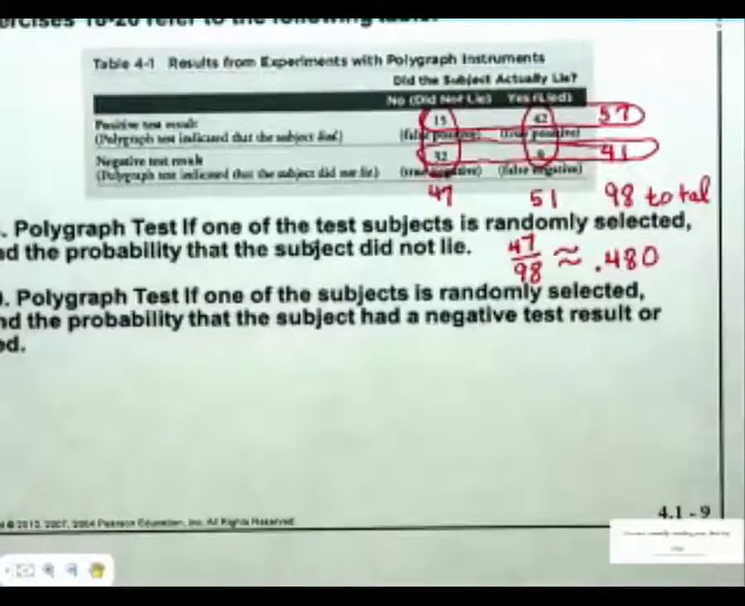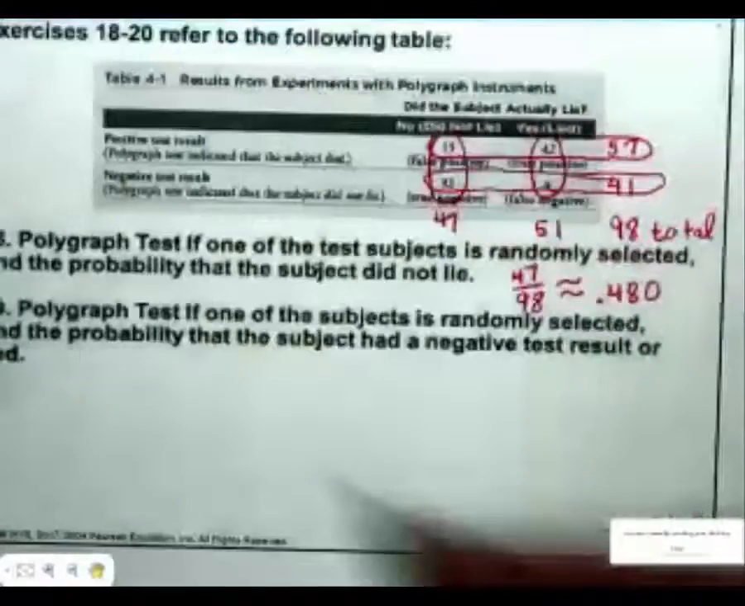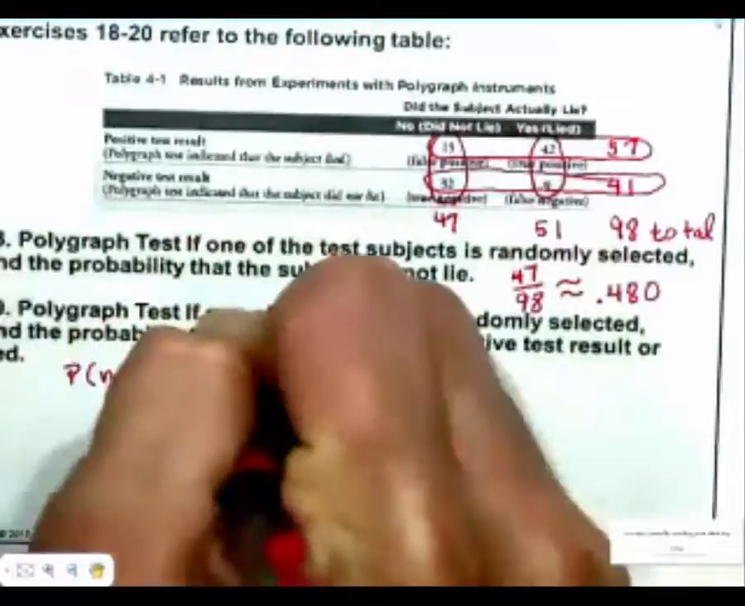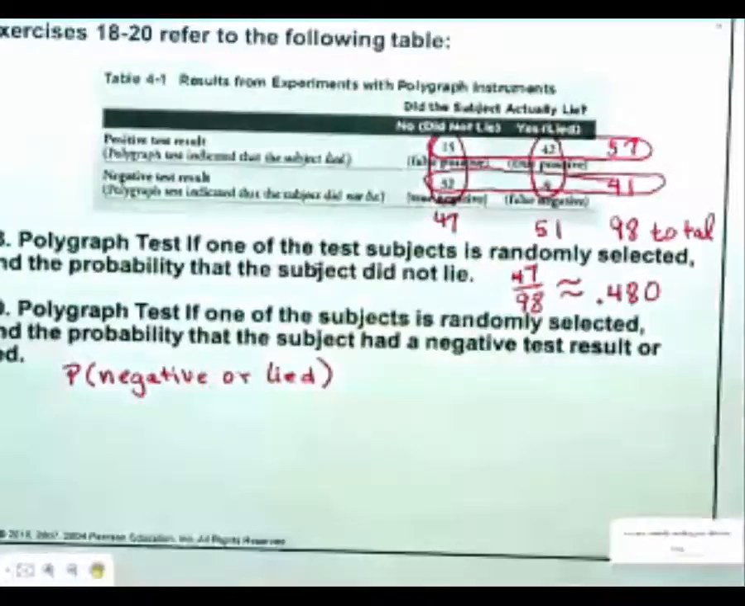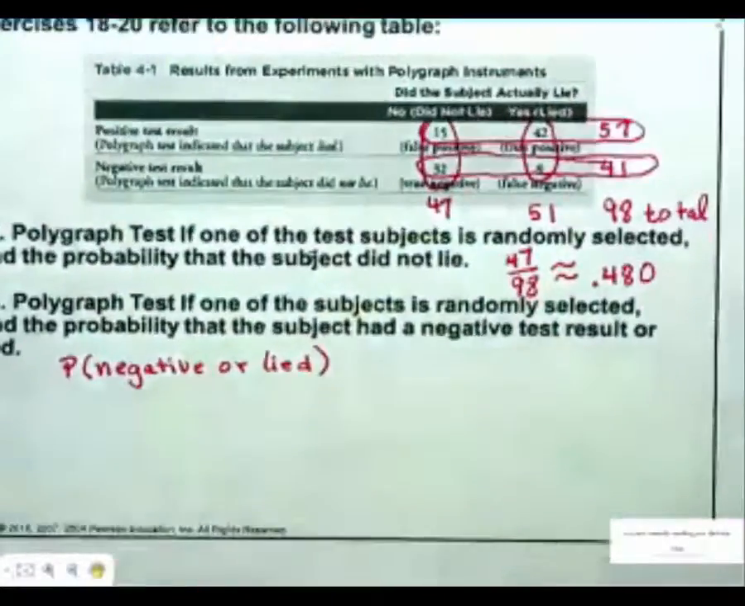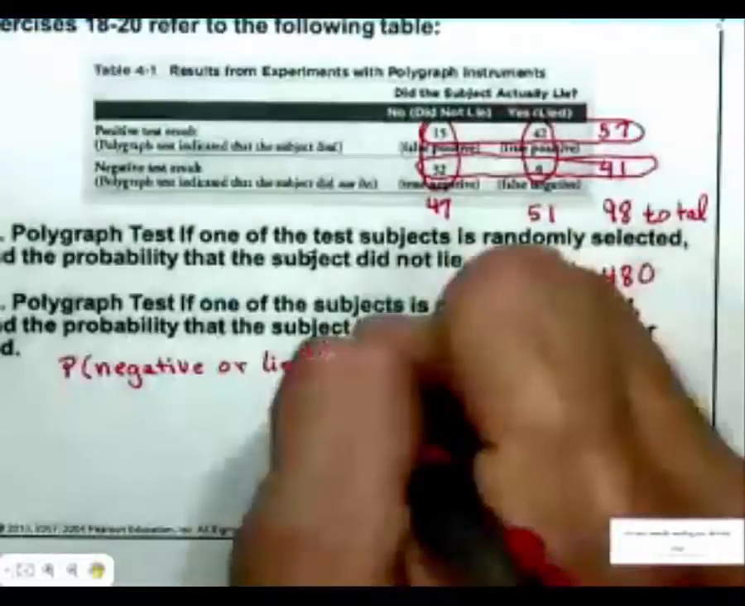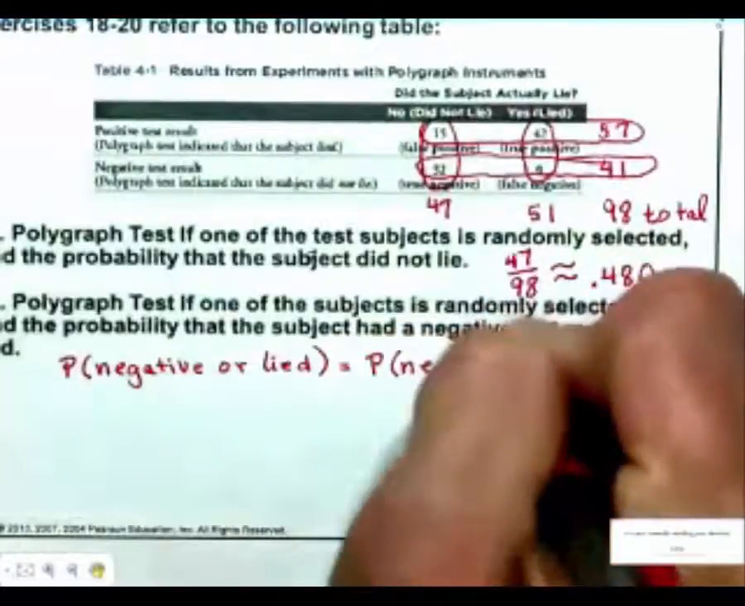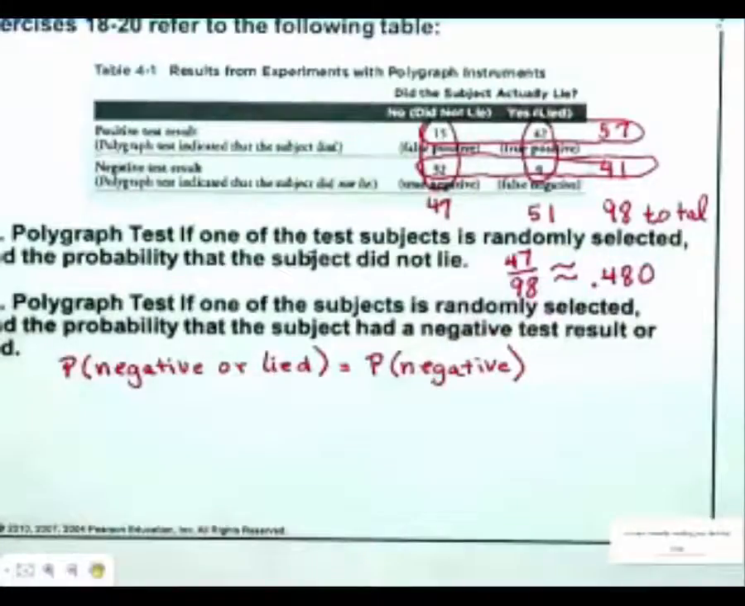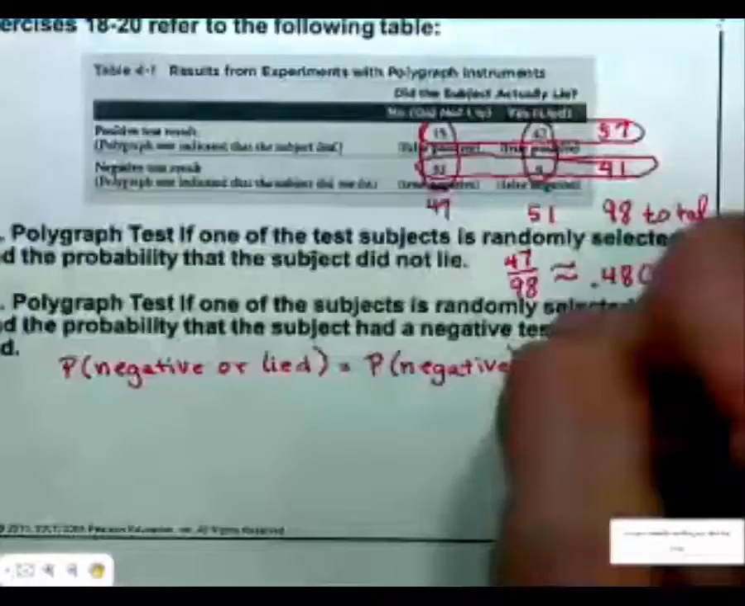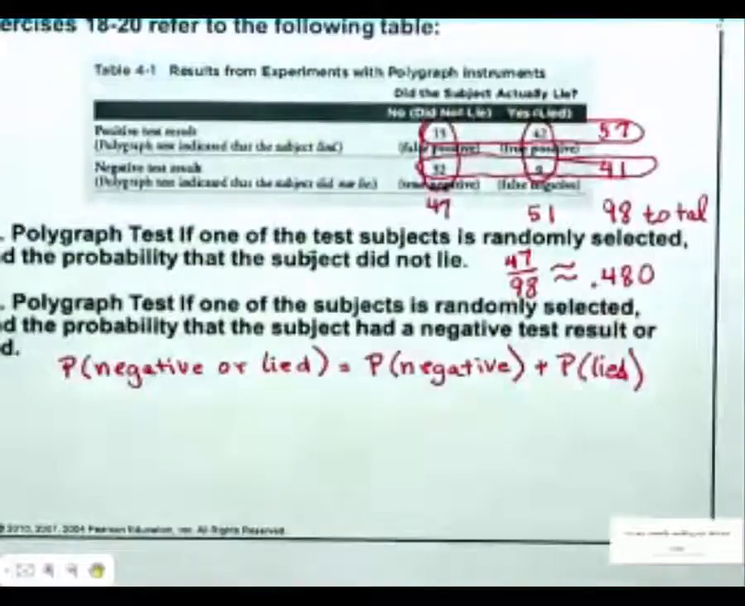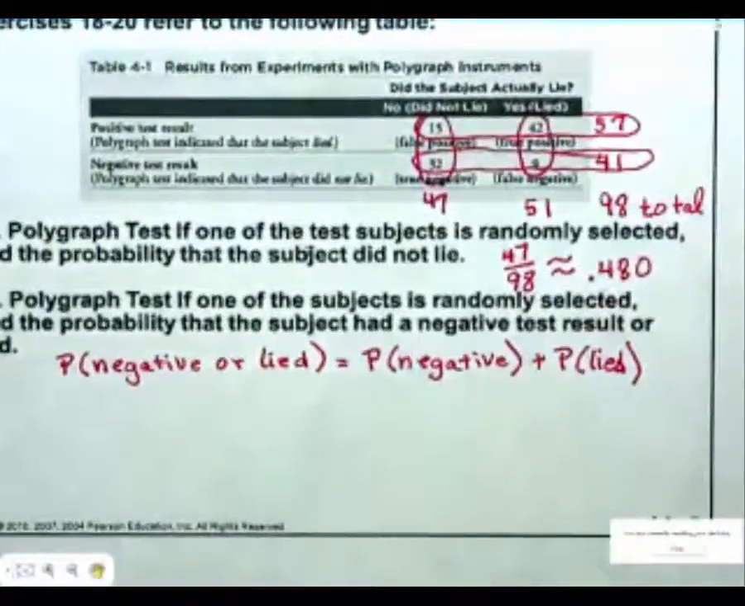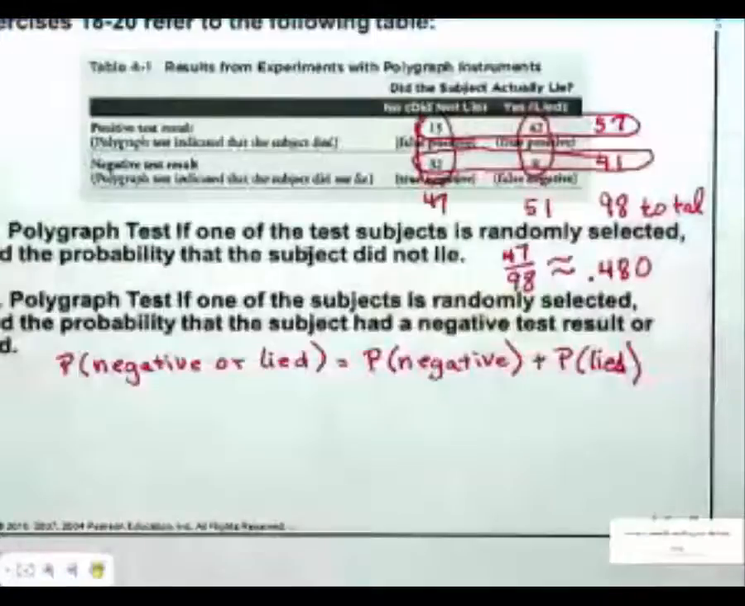If one of the subjects is randomly selected, what's the probability that the subject had a negative result or lied? All right, let me think about this for a second. I want the probability of negative or lied. The formal addition rule says I would have to find the probability for negatives and add the probability that I got a liar, liar, pants on fire. But then what? If I just add those 2 probabilities and do nothing else, why is that not going to be right?